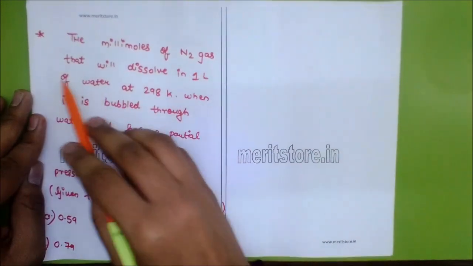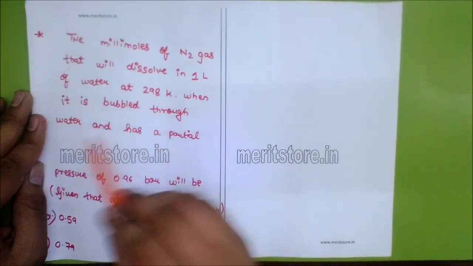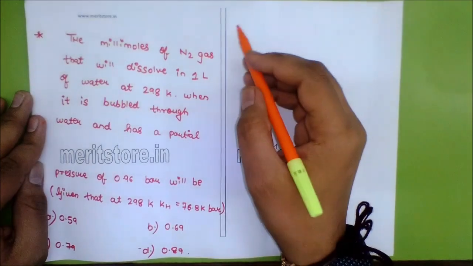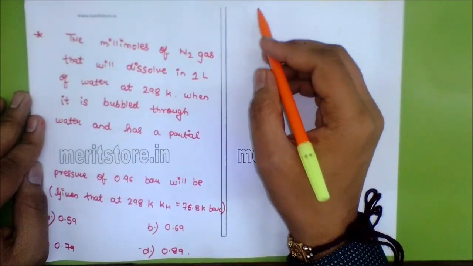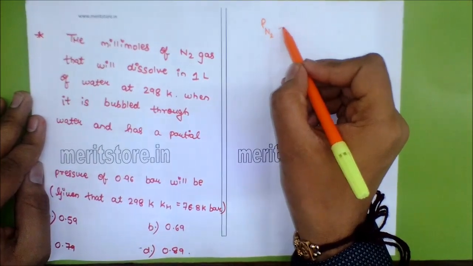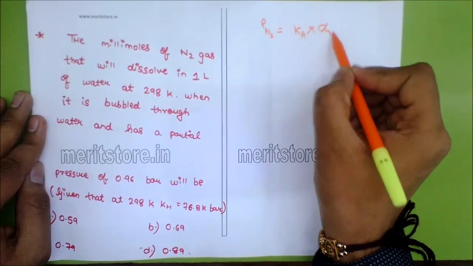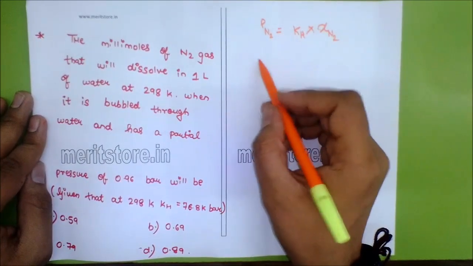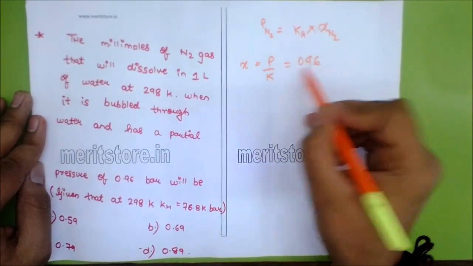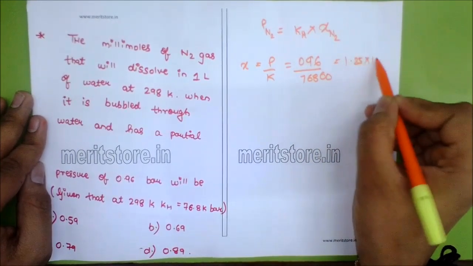The millimoles of N2 gas that will dissolve in 1 liter of water at 298 Kelvin when it is bubbled through water and has a partial pressure of 0.96 bar will be. So now we know according to Henry's law, pressure is equal to Kh into mole fraction. X is equal to P upon K, which is 0.96 upon 76800, which is equal to 1.25 into 10 raised to minus 5.